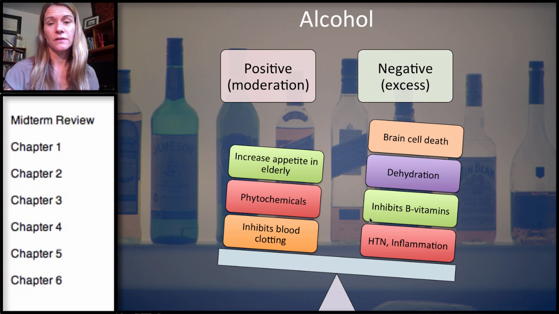So what are the negative impacts? Well, this is only a very, very small list of the negative impacts, and this is generally more in excess. Brain cell death, which is just killing the neurons in the brain. Dehydration. It inhibits B vitamin bioavailability, basically absorption and then assimilation in the body. It increases the risk of hypertension as well as inflammation. And that's it for Chapter 3.